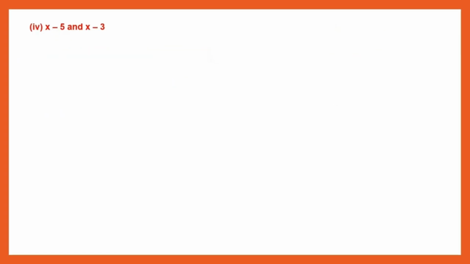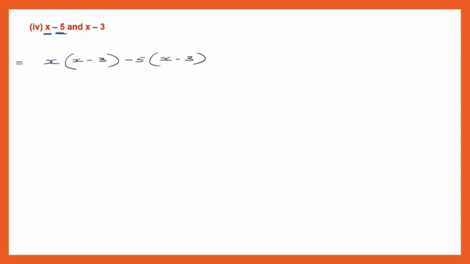Question 4. x minus 5 and x minus 3. So take the first term of the first binomial and multiply it. Now I'm not putting a sign. That means it's understood it is multiplication. Before the bracket, if you don't have a sign, it's understood that it is multiplication. So x into x minus 3, and here we have minus 5. Next one is minus 5 into x minus 3.